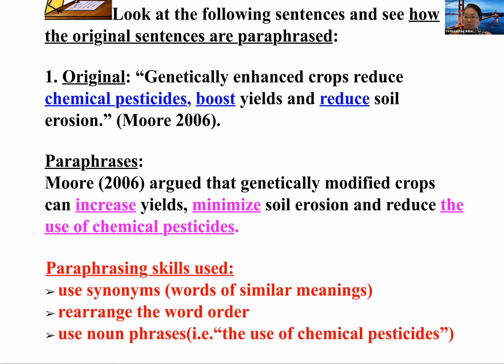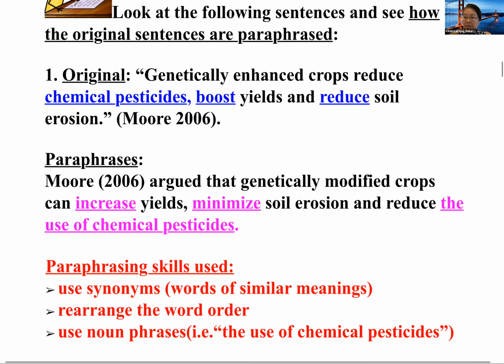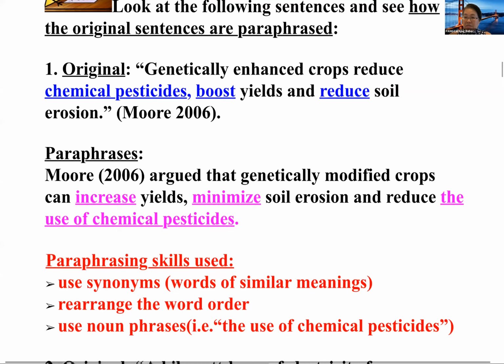So if you have a list of items, all right, A, B, C, like the above, all right, chemical pesticides, yields, and soil erosion. When you paraphrase, perhaps you could rearrange the order a little bit, okay? So instead of A, B, C, maybe next one you say B, C, A, or C, D, A, something like that, if the list of items have no order of importance.